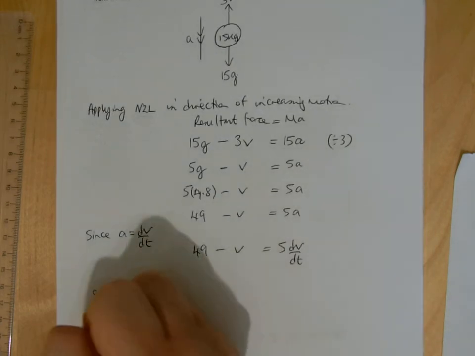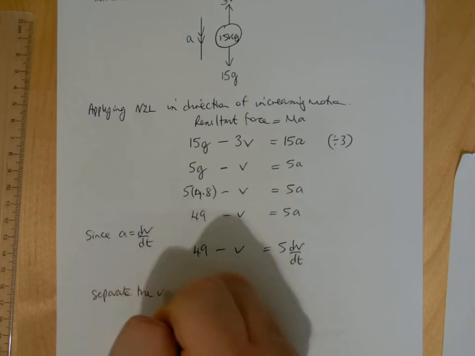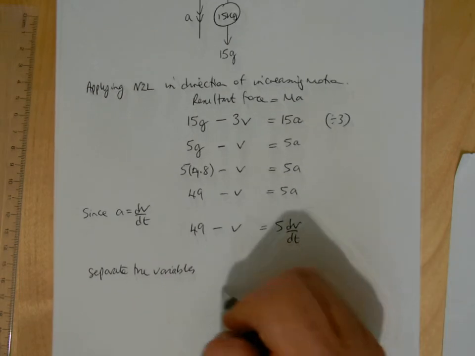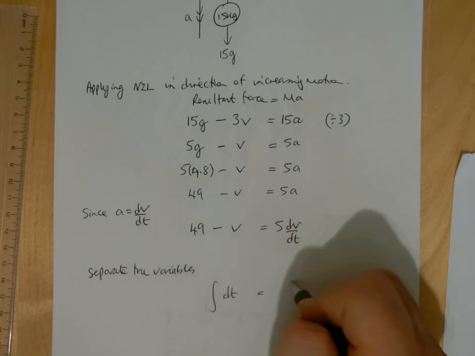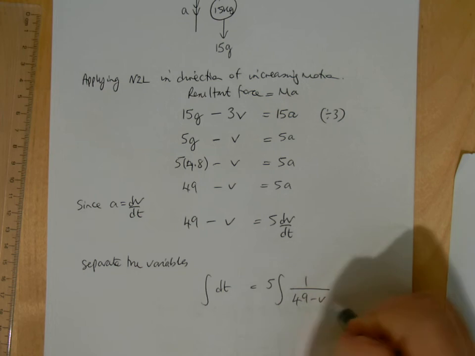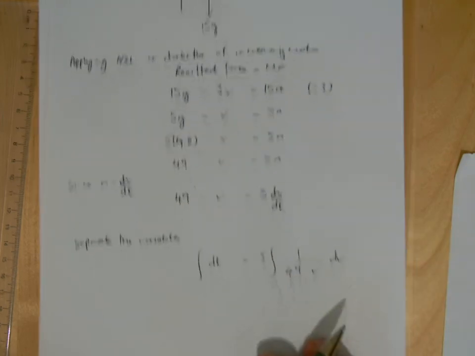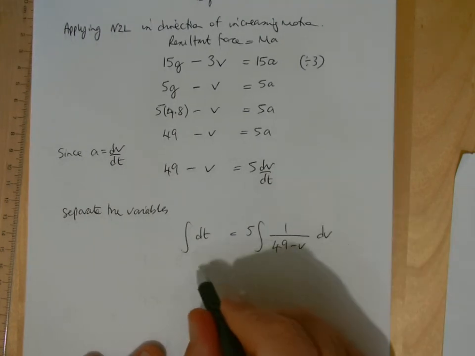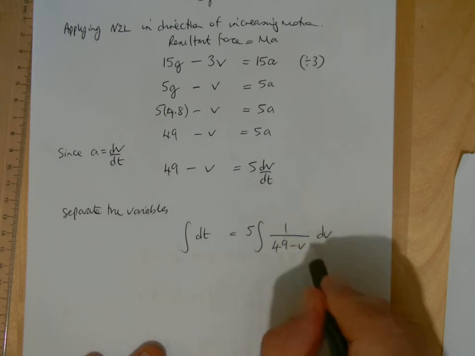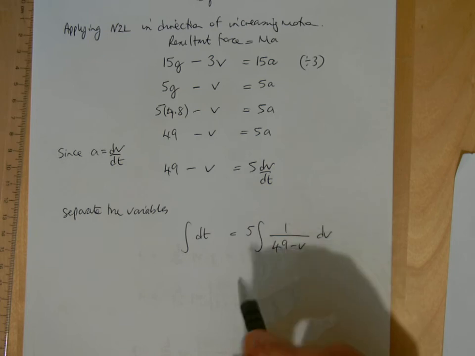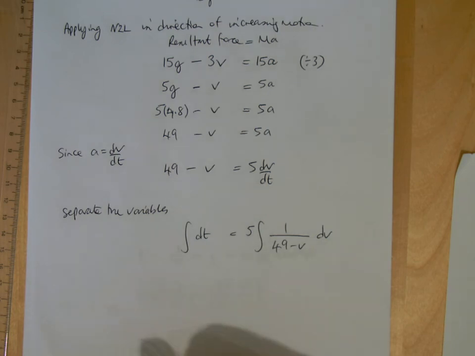Separate the variables. So we get the v's on one side, take the dt up there. So the integral of dt equals, and leave the 5 where it is but write it outside of the integral because it's a constant multiplying it, 1 over 49 minus v dv. When you integrate this, we're going to have t here. And when you look at this, there's linear on the bottom, so it'll just be ln, straightforward.